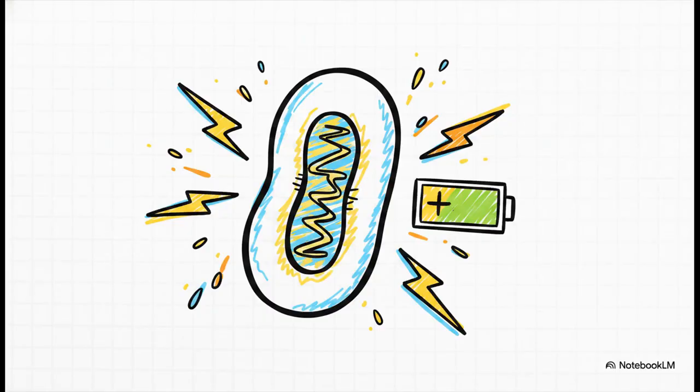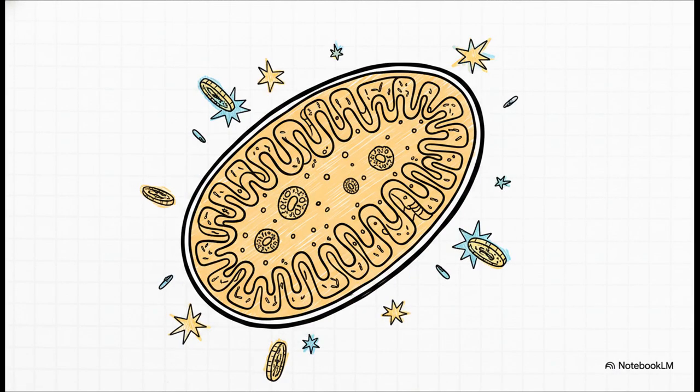Of course, none of this manufacturing, shipping, or cleaning machinery works without a massive amount of energy. And that brings us to our power generators, the mitochondria. You've probably heard the phrase, but mitochondria are undeniably the powerhouses of the cell. They have this deeply folded inner membrane that hugely increases surface area, so they can generate energy in the form of ATP, which is basically the universal energy currency of life.